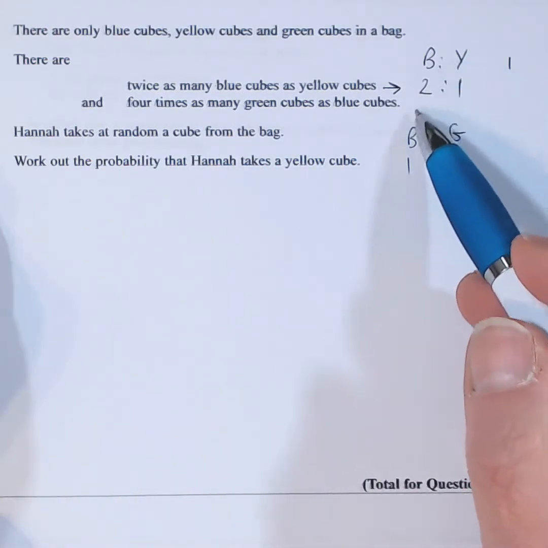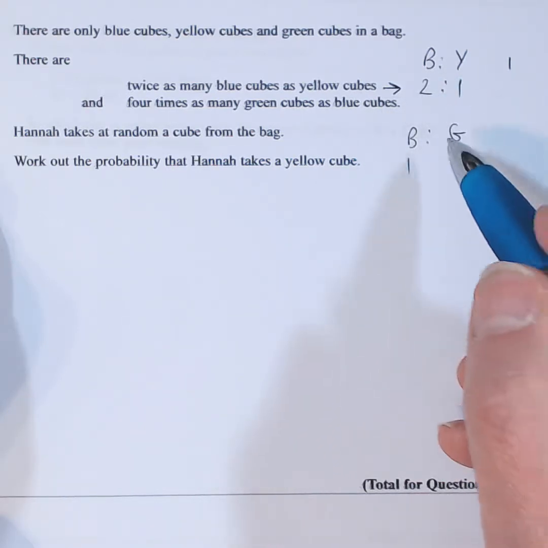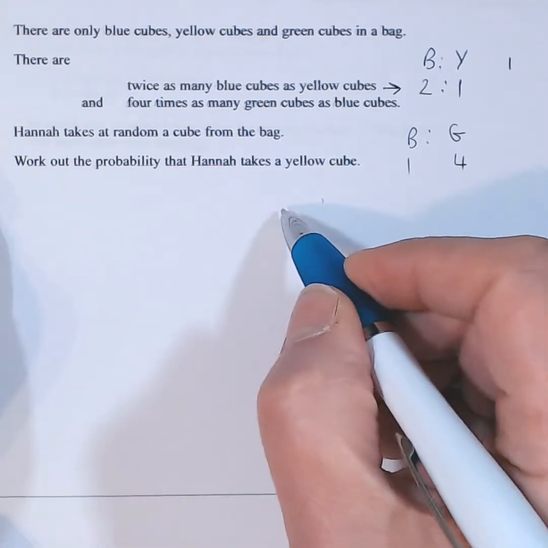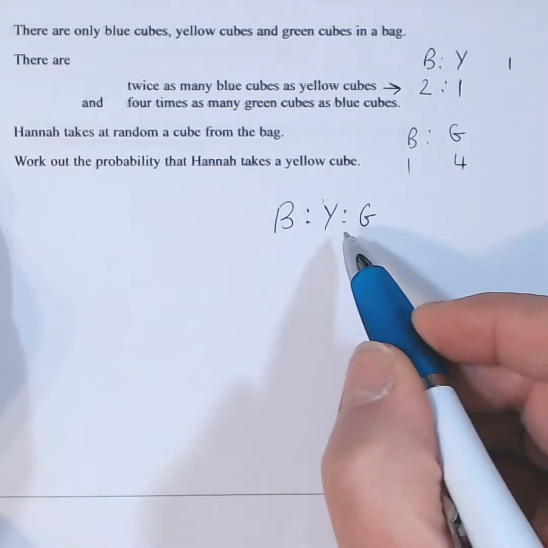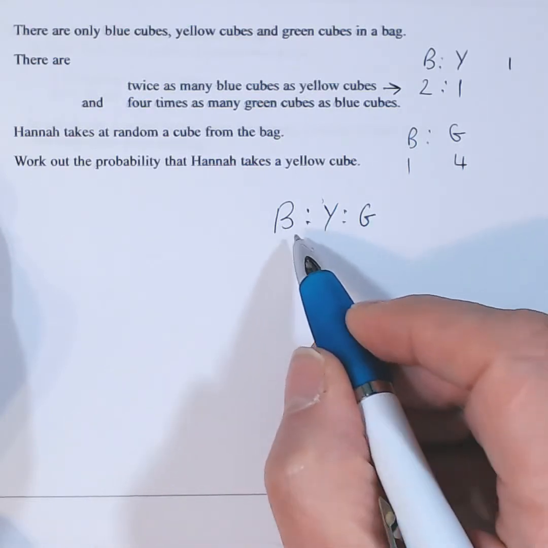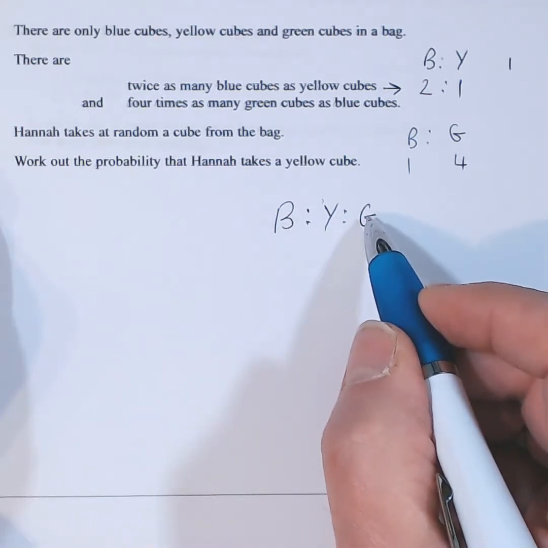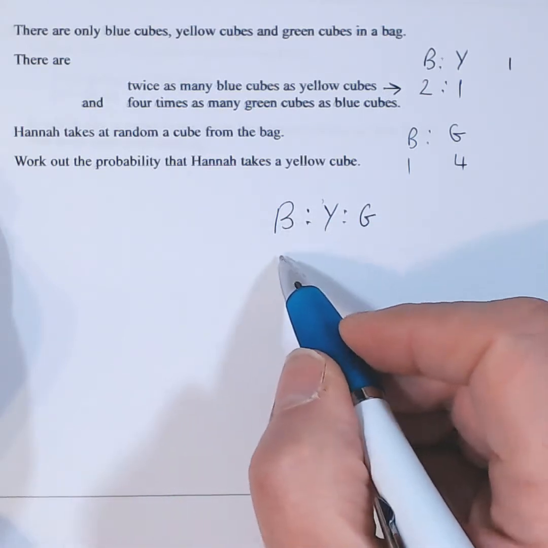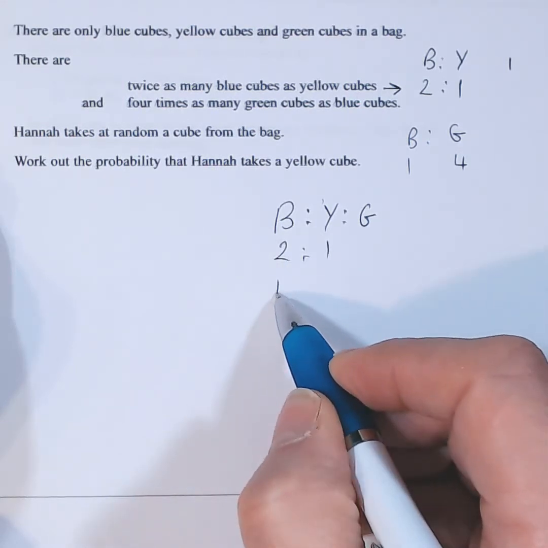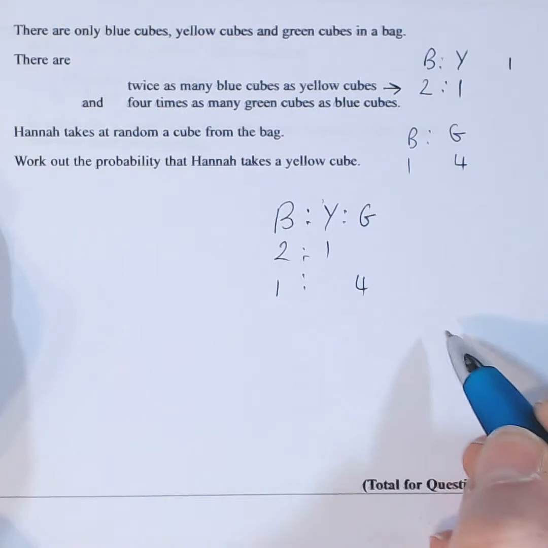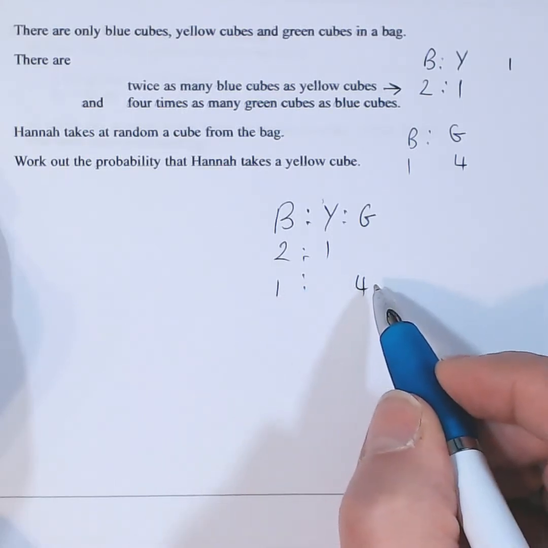Okay, so we need to see what's going on about how many of each in terms of the ratio. So we actually need the ratio of blue to yellow to green. Because there are 3 different quantities involved, 3 different variables, we can put them together. So the blue to yellow was that, and the blue to green was that. So we need the yellow one here to get the ratio of all 3 together.